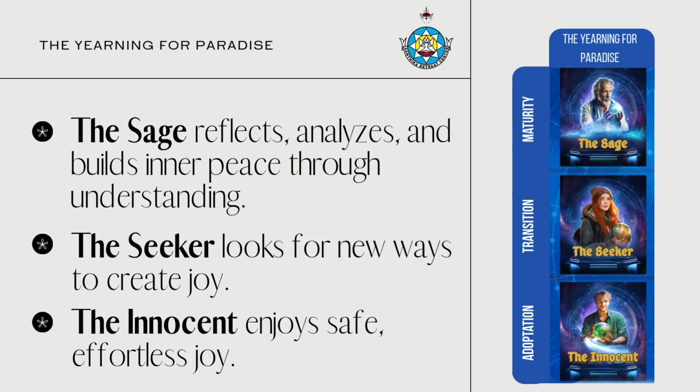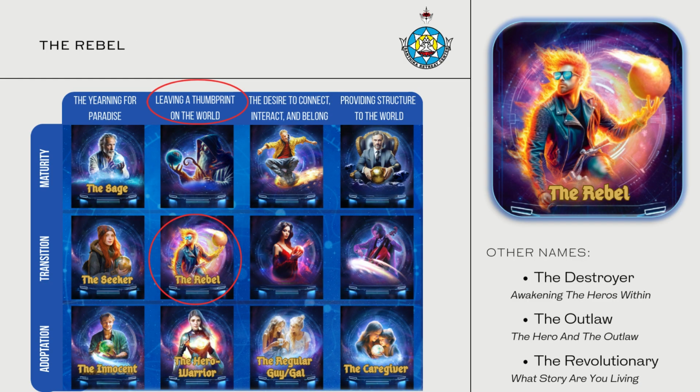The innocent enjoys safe, effortless joy. The seeker looks for new ways to create joy. The sage reflects, analyzes, and builds inner peace through understanding. The hero warrior wants to be the best. They prove themselves by showing achievements, but they have no independent value system. They fight for whoever tells them to until one day they begin to question, wait, do I even believe in this? From this doubt, the rebel is born.